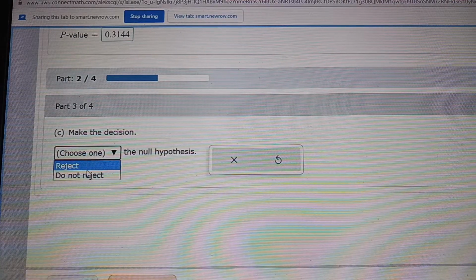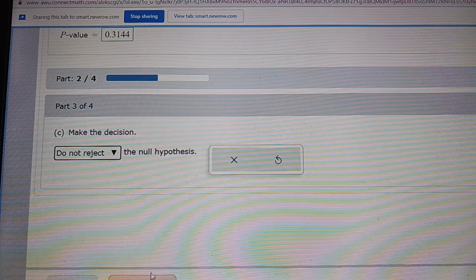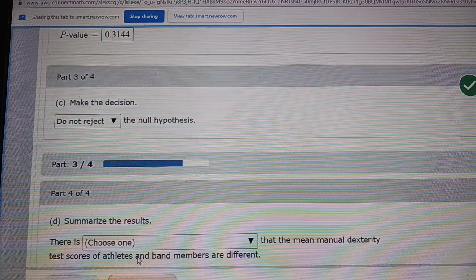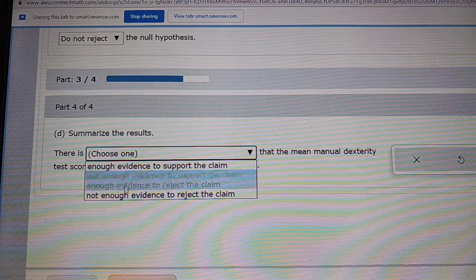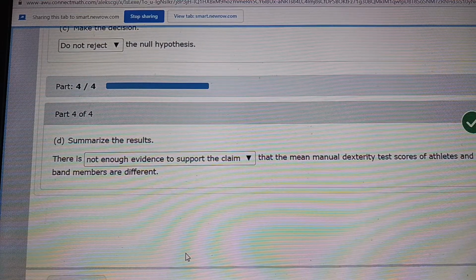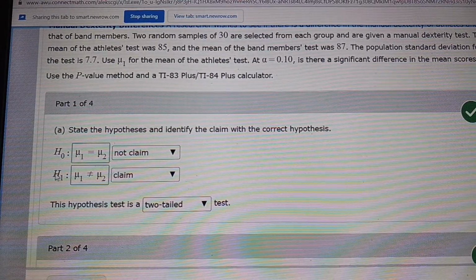So not enough, no, I'm on the wrong part. Do not reject the null hypothesis, or you can just say do not reject the null, that's fine. There is not enough evidence to support the claim because it was in the alternative. And you can always go back and check that at the end.